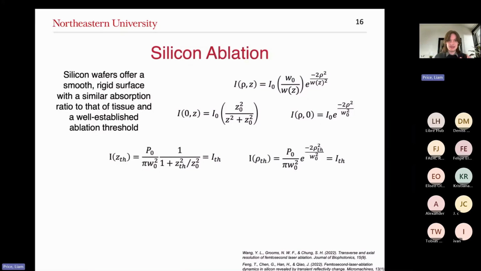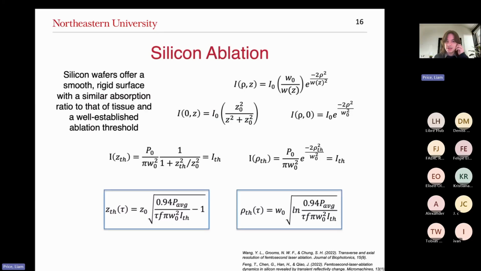We can come to this sort of equation where we can compare the threshold intensity where you see ablation and compare that to the actual radius or depth that you can achieve with a set power. So that's this I_th, just this well-established intensity threshold, and then the z_th is how deep will the ablation be if we have some set power, and then this rho is just how wide will that groove be if we have some set power.